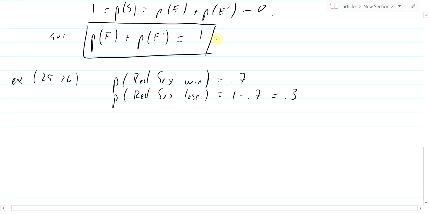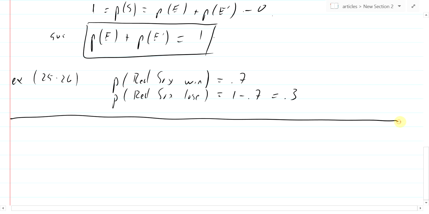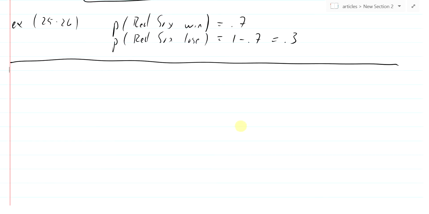And so that's an example of using a complement to calculate a probability, right? If you know that the probability the Red Sox win is 0.7, then the probability that they lose must be 0.3. Okay, so let's go back to some Venn diagrams.